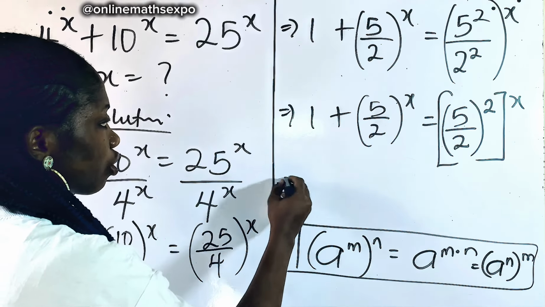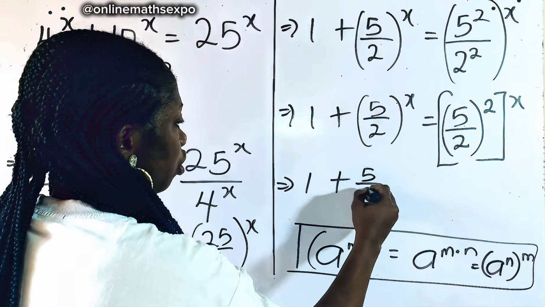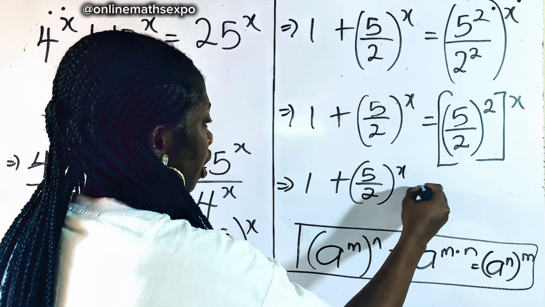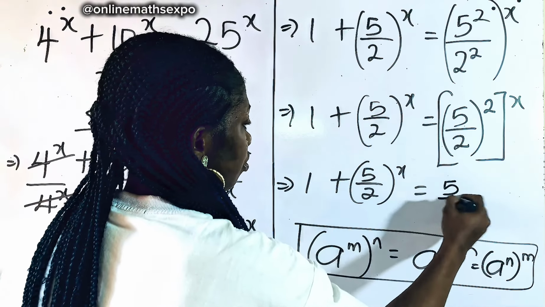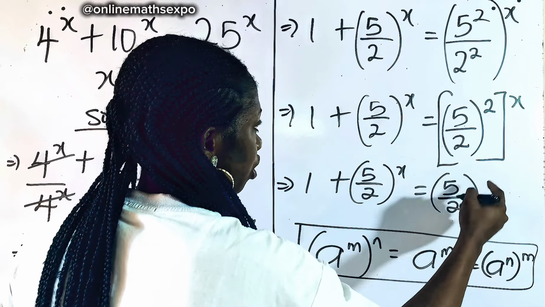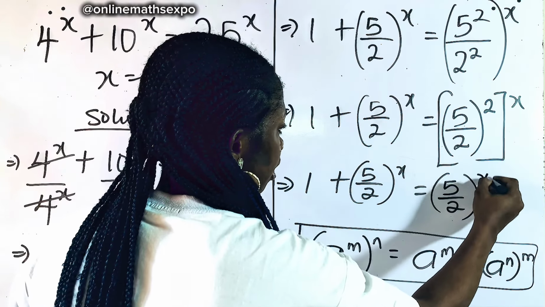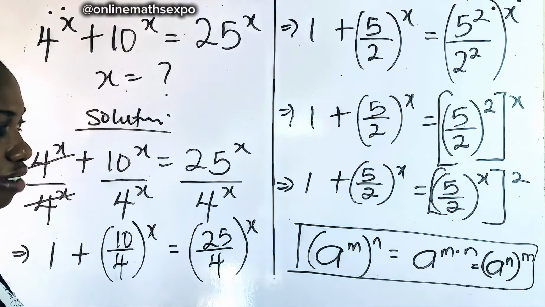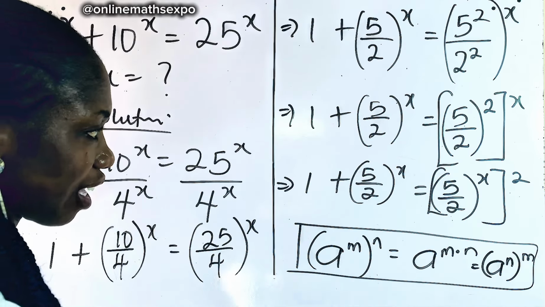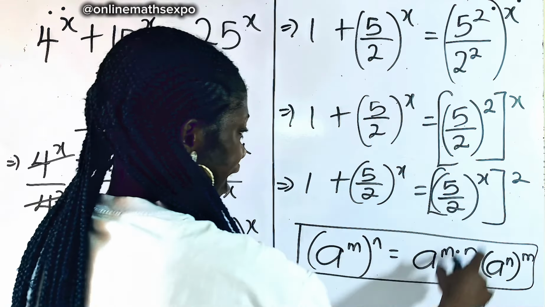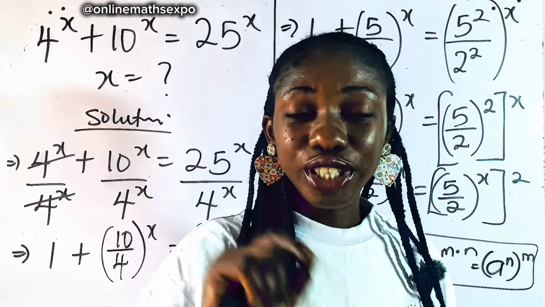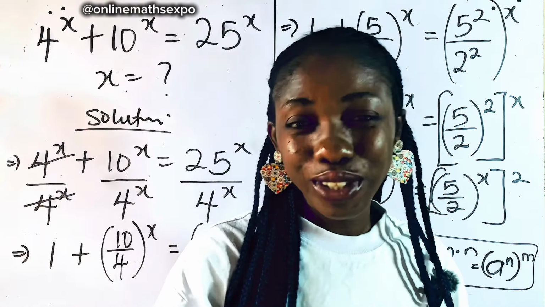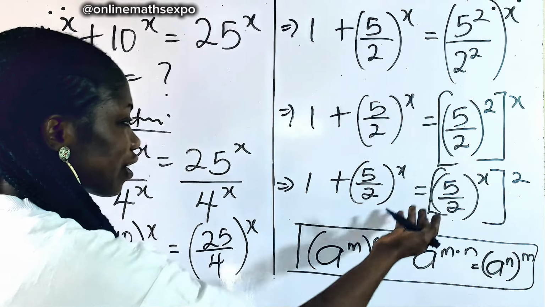So if you do that, you have 1 plus 5 on 2 to the power of x. This is the same as 5 on 2 to the power of x, and then is raised to the power of 2. Did you observe anything at this point? You observe that this and this are the same. So at this point, you are free to replace with another variable just to help you to solve. So let's do that together.